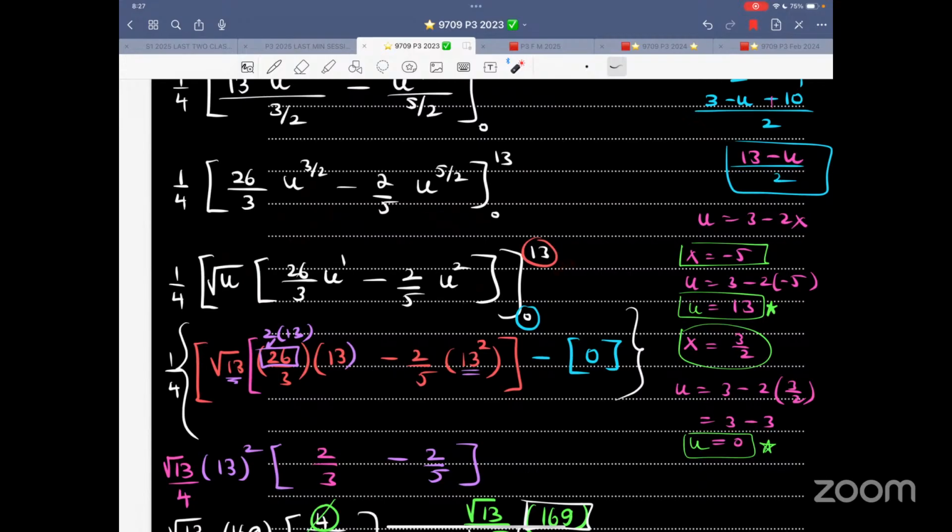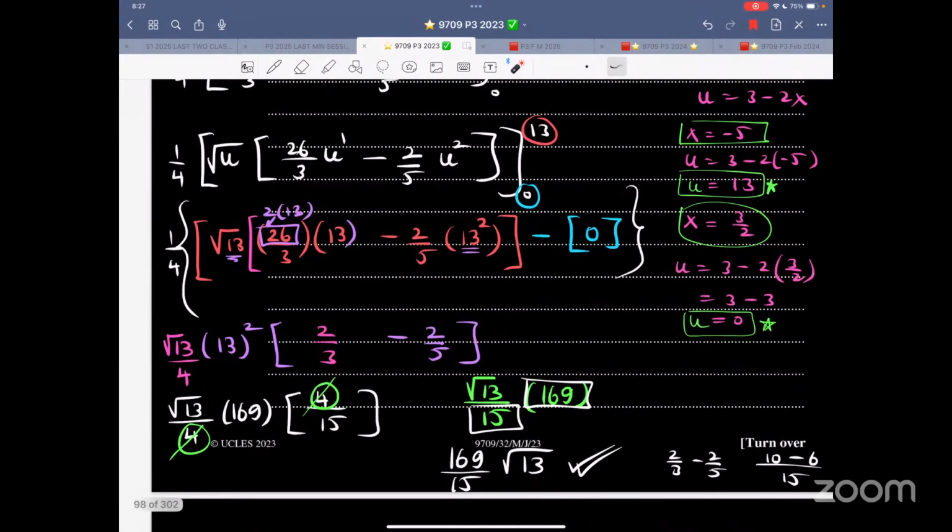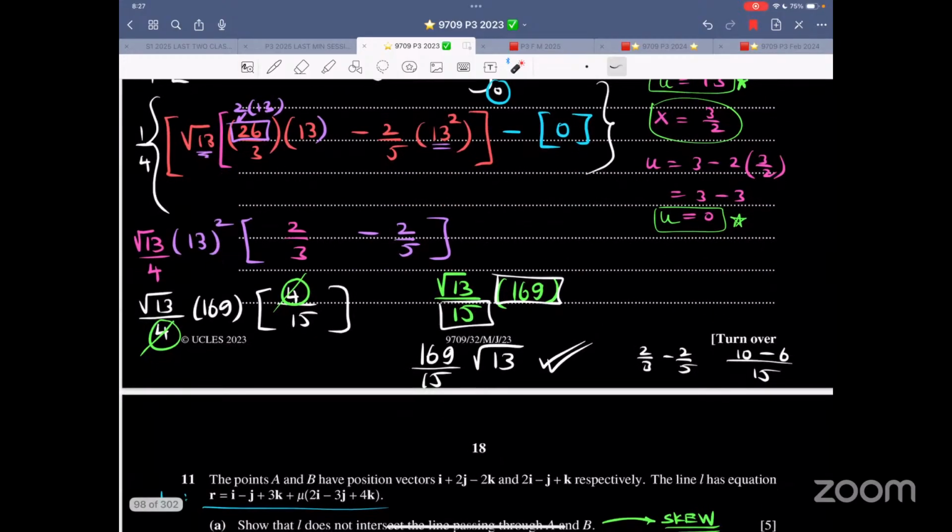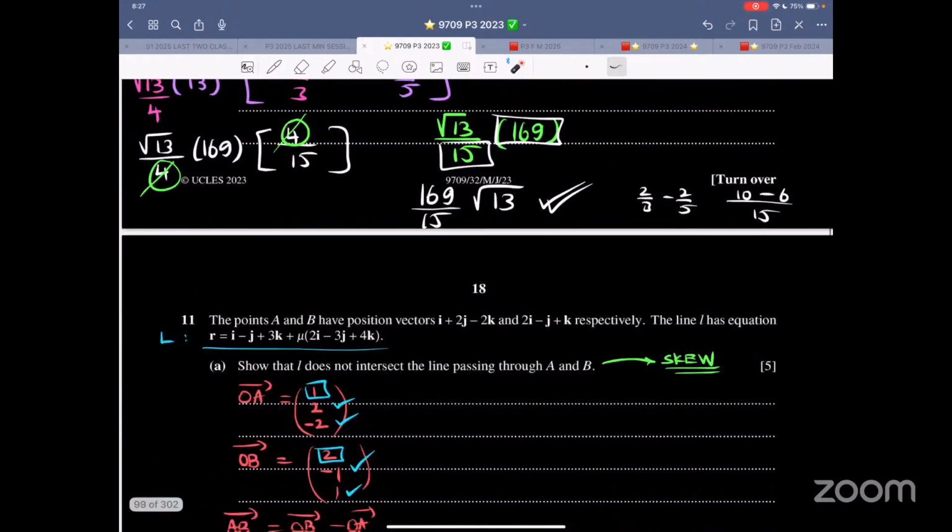You plug in 13, that is root 13, 26 over 3. And this is 13, this is 2/5, 13 squared. You plug in 0, this disappears, this disappears, this disappears. And then it's basic multiplication. 26, I wrote this thing as 2 into 13. I simplified, played around with this, and then I get this answer. So that is how this question is done.